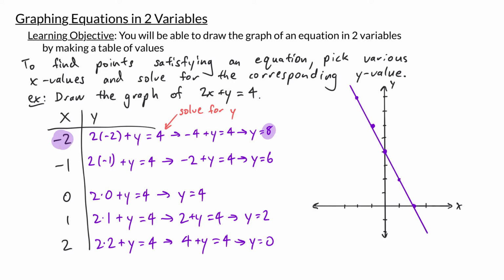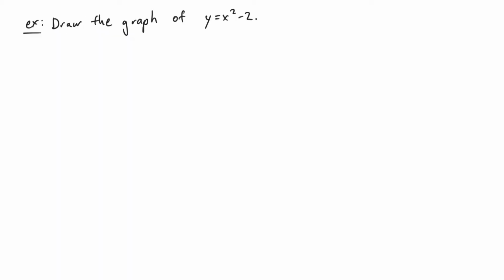In general, we'll always start with a few points. We'll plot those points and see if those points fit any sort of pattern. If the points seem to form a certain shape, we'll connect all of those points to make that shape. Let's repeat this process with another example. In this example, we're asked to draw the graph of y equals x squared minus 2. Again, we'll start by making a table of values.